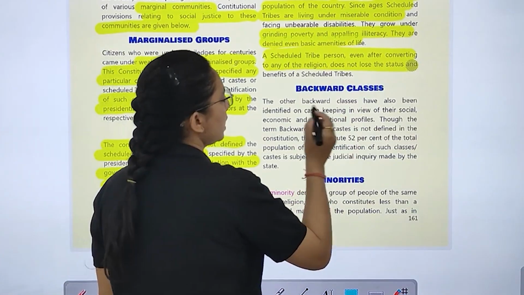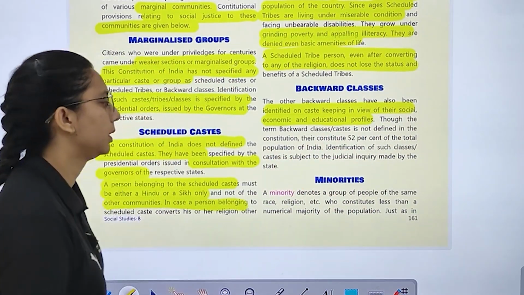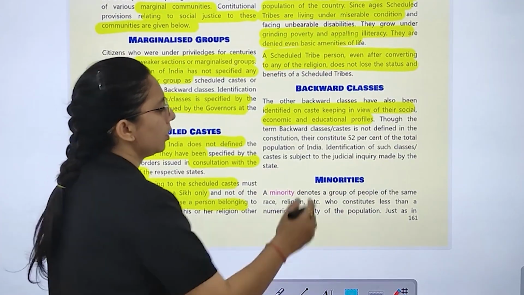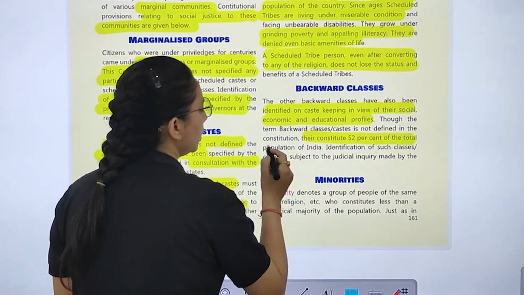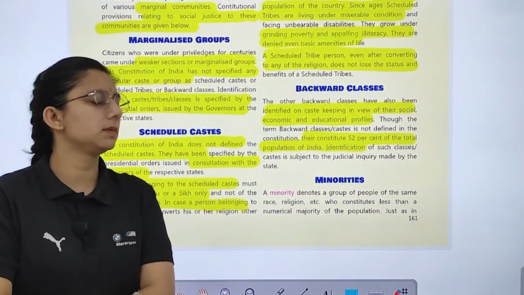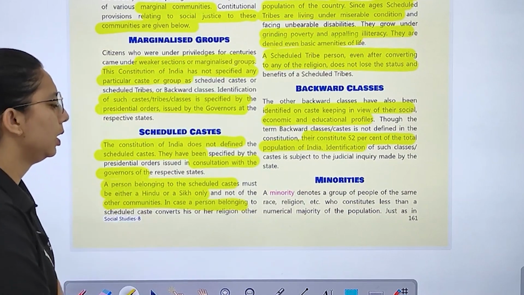Now backward classes. Other backward classes have also been identified on the basis of caste, keeping in view social, economic and educational problems. Caste is not defined here, and they constitute 52% of the total population of India. Identification of such classes and castes is subject to judicial review. Subject to what? Judicial review.